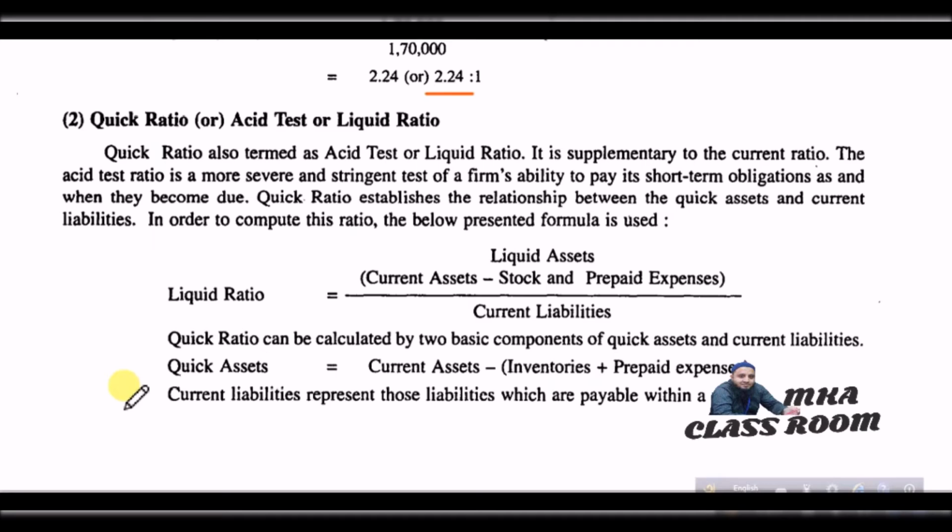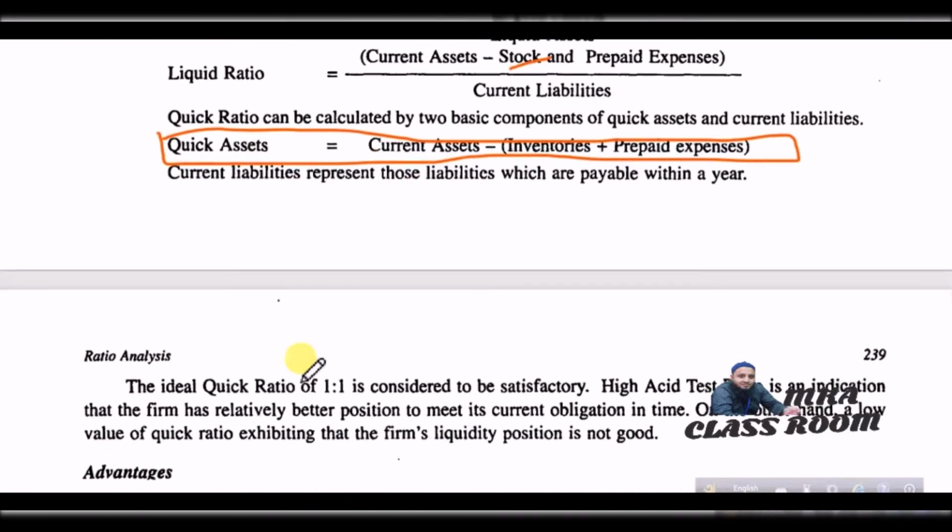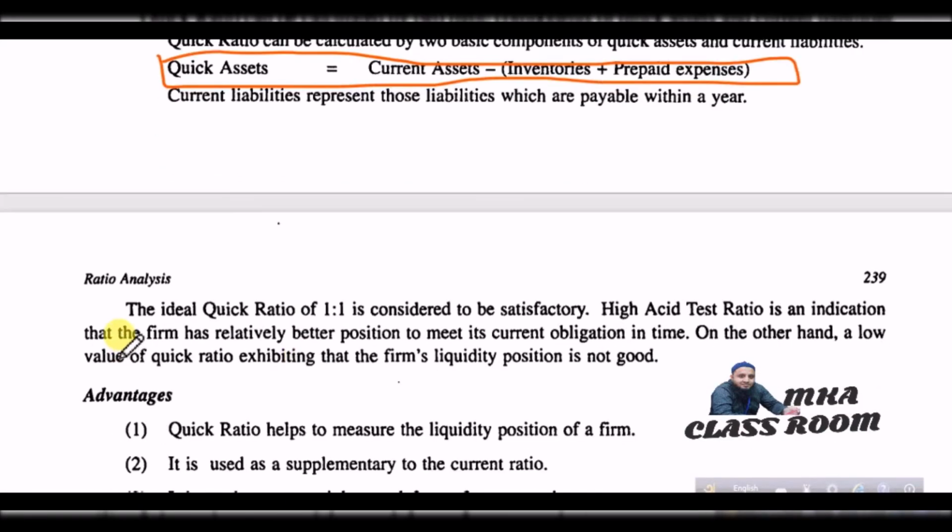So here, liquid asset or quick asset is current assets minus inventories and prepaid expenses, then you can get quick assets. Stock and prepaid expenses; stock means inventories. Then you can get the liquid ratio. The ideal quick ratio of 1:1 is considered satisfactory.